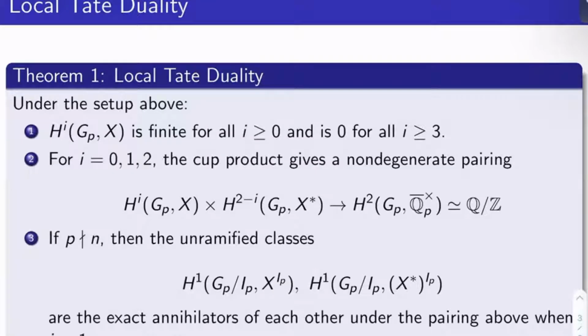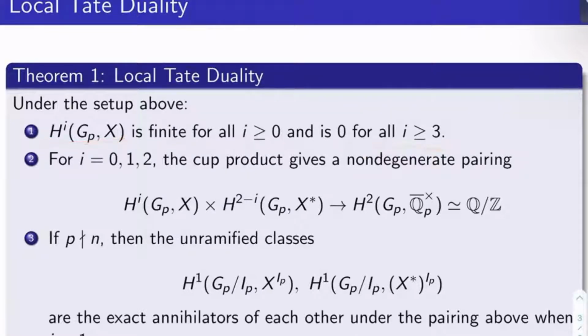Okay, so theorem one. What does local Tate duality say? Under the setup above, with the notation above, H^i(G_p, X) is finite for all i greater than or equal to 0, and it's trivial for all i greater than or equal to 3. This is why we only really bothered defining H^0, H^1, and H^2 in the early videos in this chapter on group cohomology. It's because all of the higher cohomology groups are just trivial.